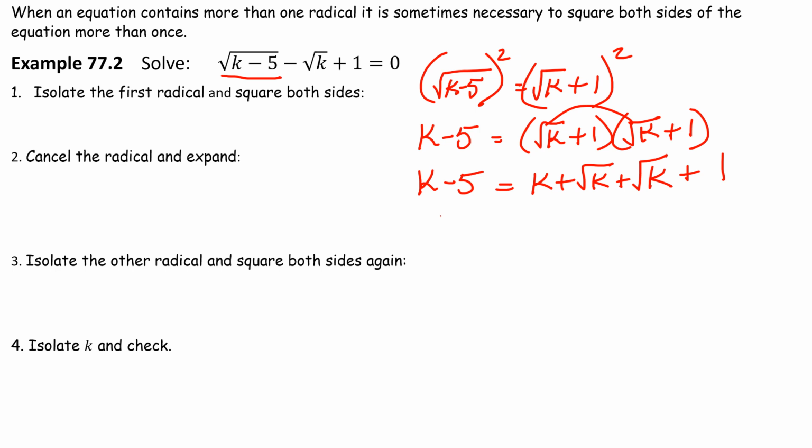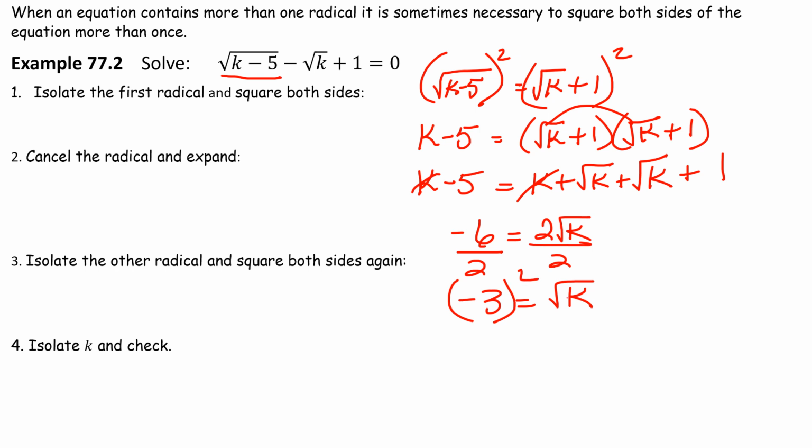And we're going to have to isolate that second square root, get it by itself on one side of the equation, and then we'll be able to square both sides. So the first thing we can do here is get rid of these k's. They cancel out. And then we'll subtract 1 on both sides, and we'll have negative 6 is equal to 2 square root of k. Now I need to divide both sides by 2 so I can get that square root of k completely by itself. So I'll have negative 3 is equal to the square root of k.